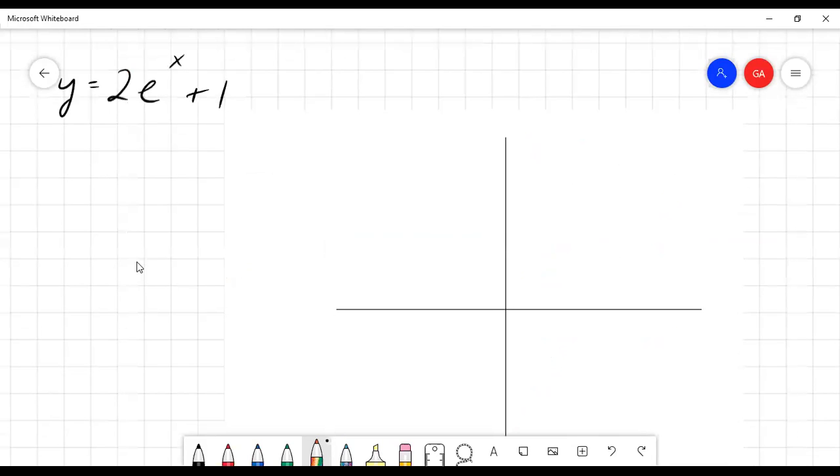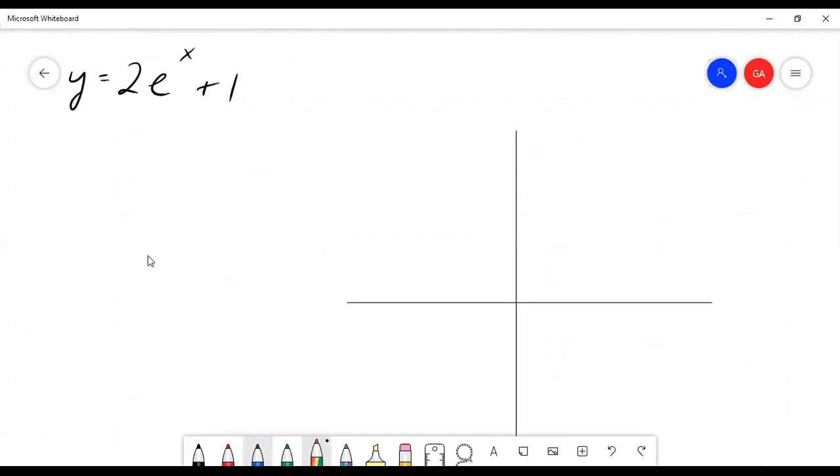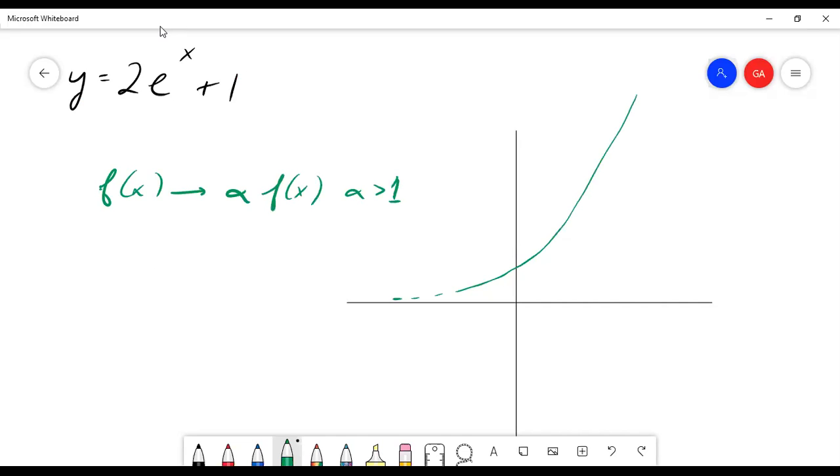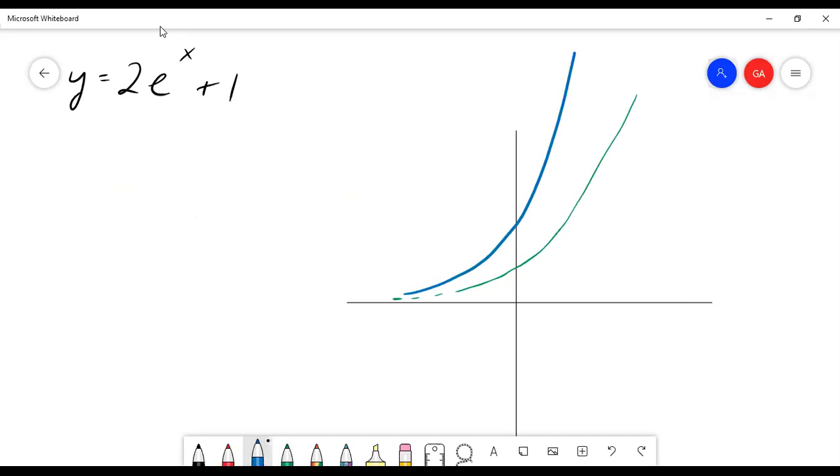Okay, I'm going to walk people through this one. My parent function here is e to the x, and we talked about how that's the exponential. Now the closest thing to the x here, using PEMDAS, is the 2, 2 times e to the x. That follows the case of f of x transforming to alpha times f of x, where alpha is greater than 1, and so this corresponds to a vertical stretch. Stretching this thing vertically gives me something like that. So that's what the 2 does. And then adding 1 makes this entire thing shift up 1 unit.